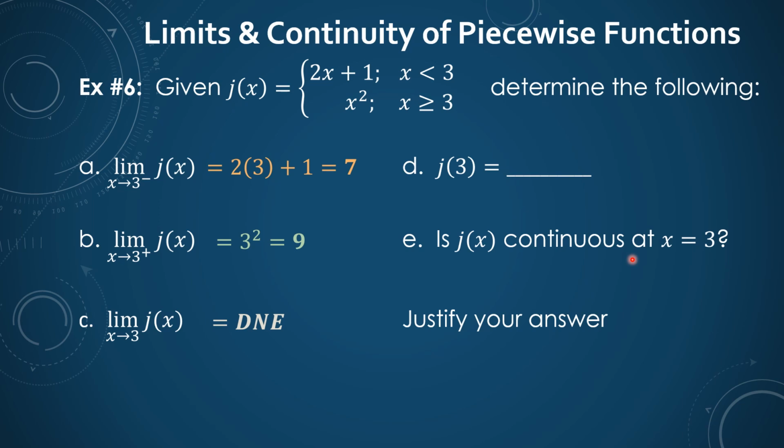When you evaluate the function j of 3, or at x equaling 3, again, use that bottom part. 3 squared gives us 9. So is our function continuous at x equaling 3? Definitely not. The limit as x approaches 3 does not equal the function evaluated at 3. I think you've got this down pat, right?